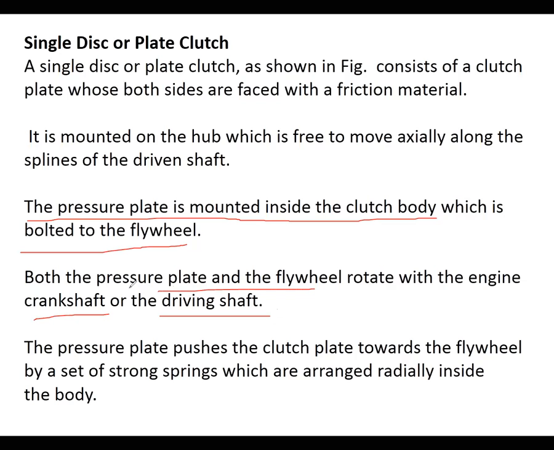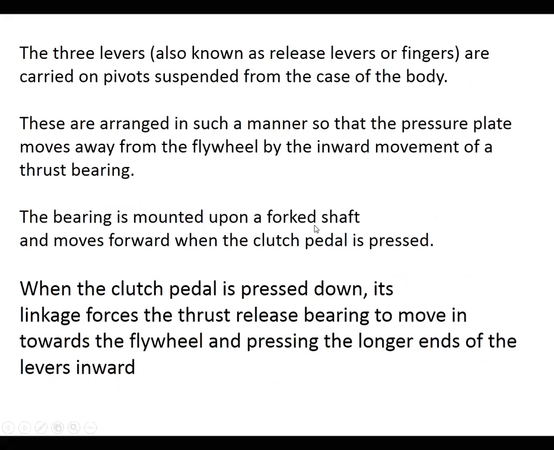So whenever the pressure plate and flywheel are rotating, the energy can be transmitted, indicating that it is an engaged position, contact position. The pressure plate pushes the clutch plate towards the flywheel by a set of strong springs, which are arranged radially inside the body. Springs we have seen in the last class. A set of 3-4 springs are there, helping to set up the strong body.